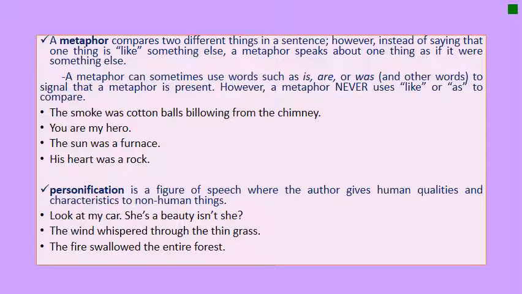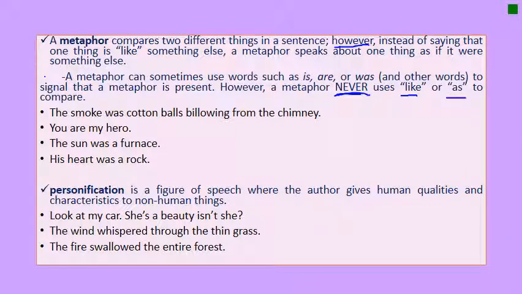A metaphor also compares two different things in a sentence. However, instead of saying that one thing is like another or as another, a metaphor speaks about one thing as if it were something else. We don't use like or as. A metaphor can sometimes use words such as is, are, or was, and other words to signal that a metaphor is present. However, a metaphor never uses like or as to compare.